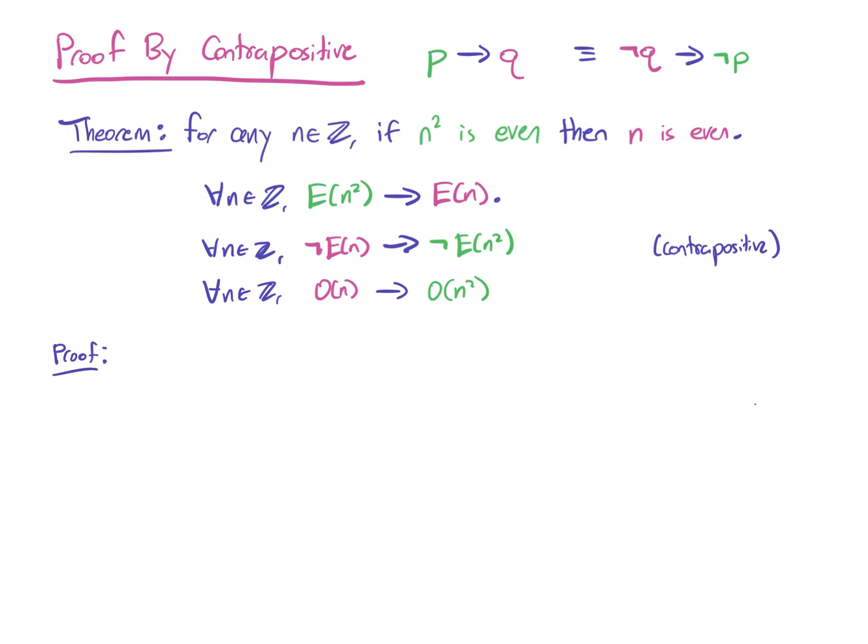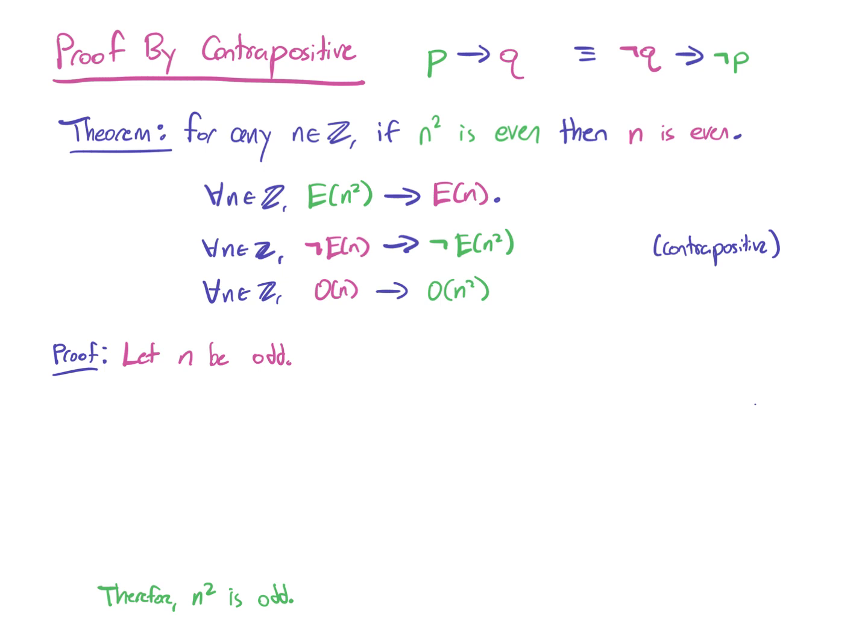In order to do my proof, I'm going to work in much the same way as before. I'm going to start with what's now my premise. Originally, talking about something about n was my conclusion, but now it's become my premise. So I'm going to start with my premise. Let n be odd. And I'm going to write in my conclusion. Therefore, n squared is odd.